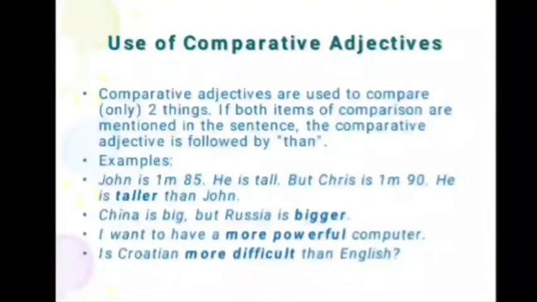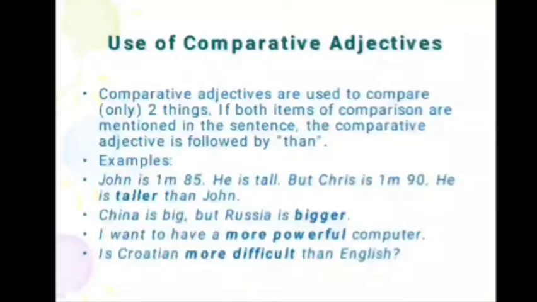Use of comparative adjectives. Comparative adjectives are used to compare two things if both items of comparison are mentioned in the sentence. The comparative adjective is followed by than. Examples: John is 1 meter 85. He is tall, but Chris is 1 meter 90. He is taller than John. So two persons are being compared. China is big, but Russia is bigger.